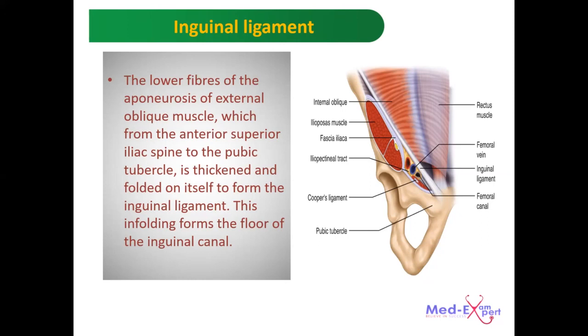Okay, so the inguinal ligament is the lower fibers of the aponeurosis of the external oblique muscle, which runs from the anterior superior iliac spine, like here, it starts from here, to the pubic tubercle down to here. It is thickened and folded on itself to form the inguinal ligament like this, okay. This enfolding forms the floor of the inguinal canal, okay.